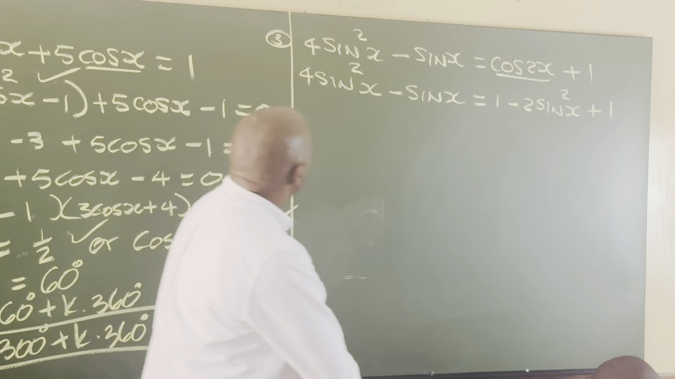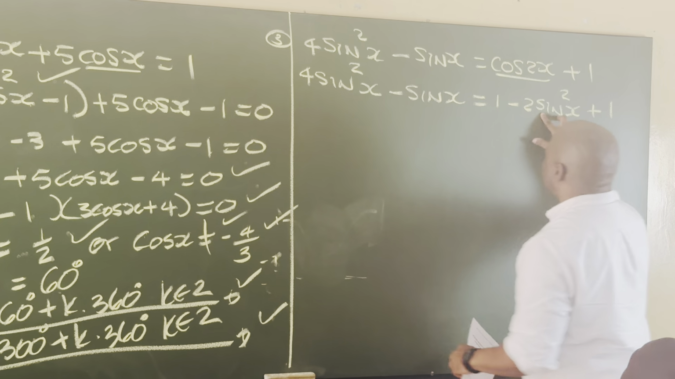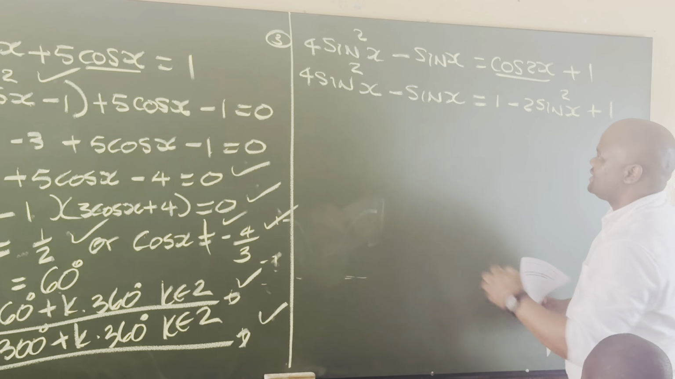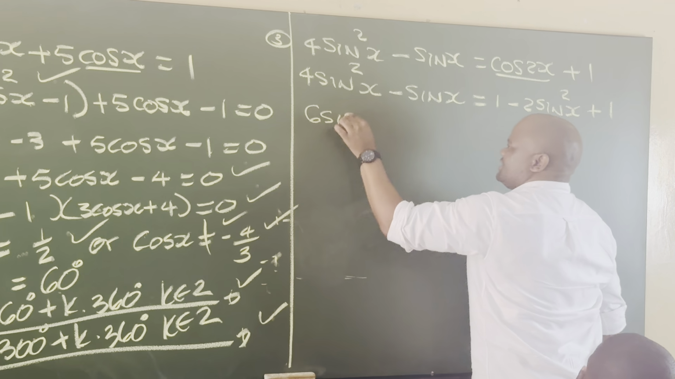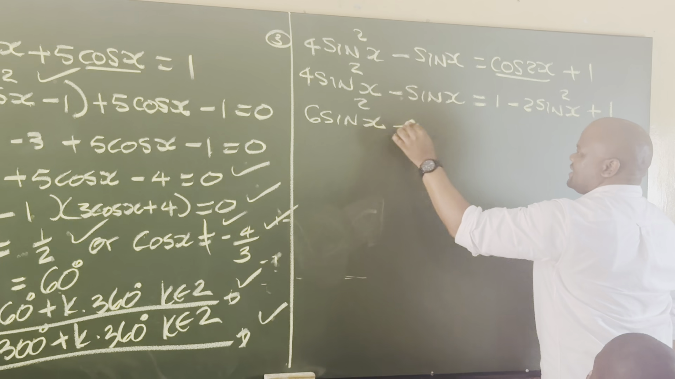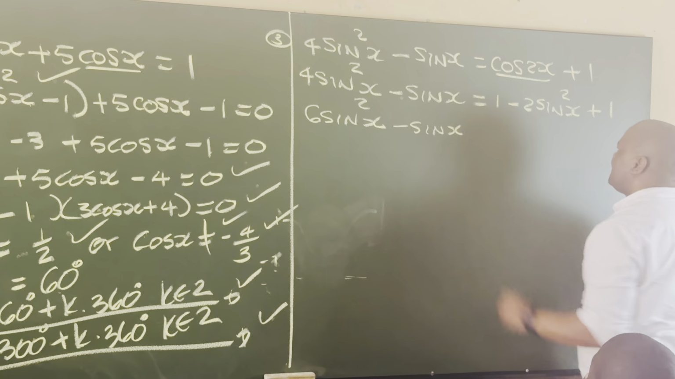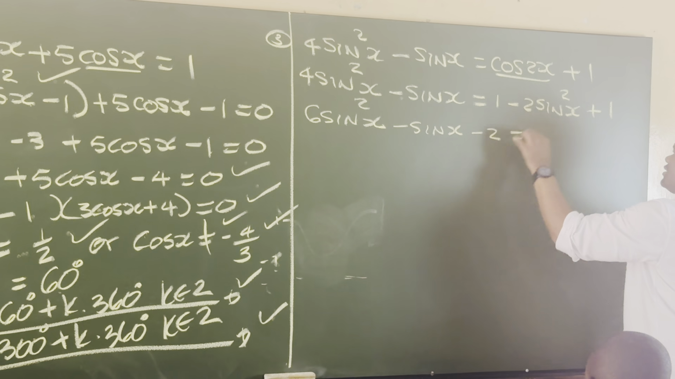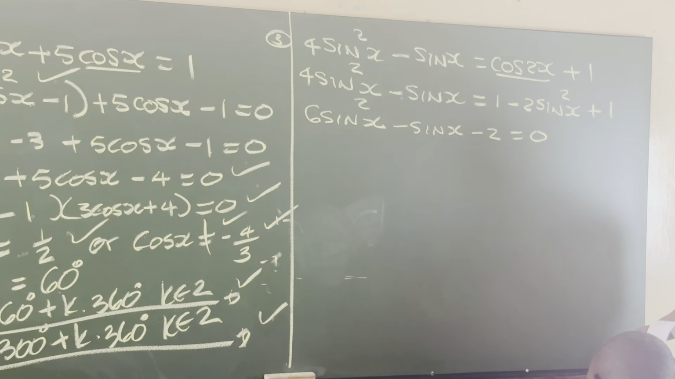standard form. If you take this negative 2 sine squared to the other side, you'll have what? 6 sine squared x minus sine x. And then what will be the constant? Minus 2 is equals to 0. This will be the standard form. Where do we get minus 2? This is 2, then you take it to the other side. Okay, and then we look for factors.